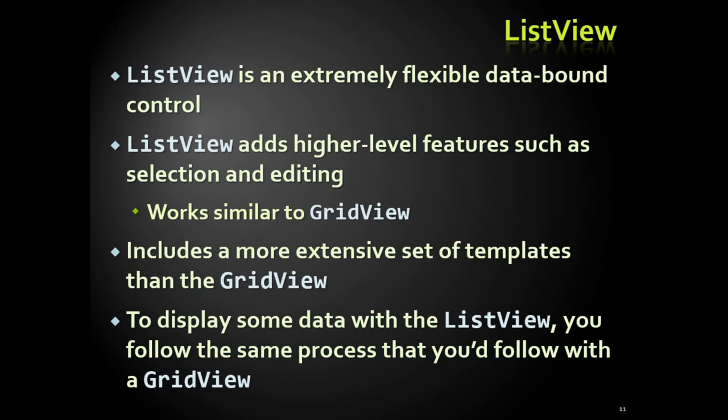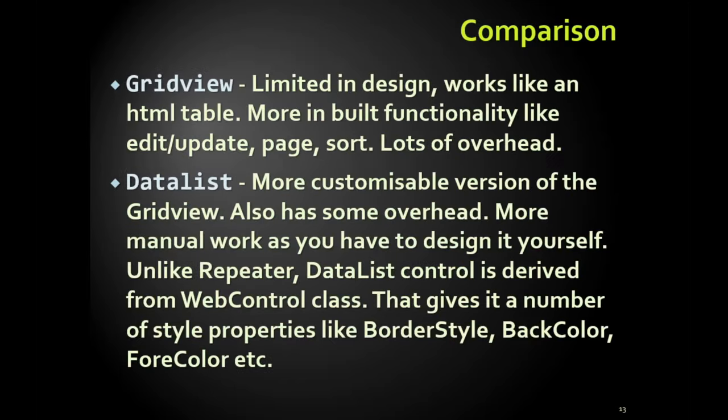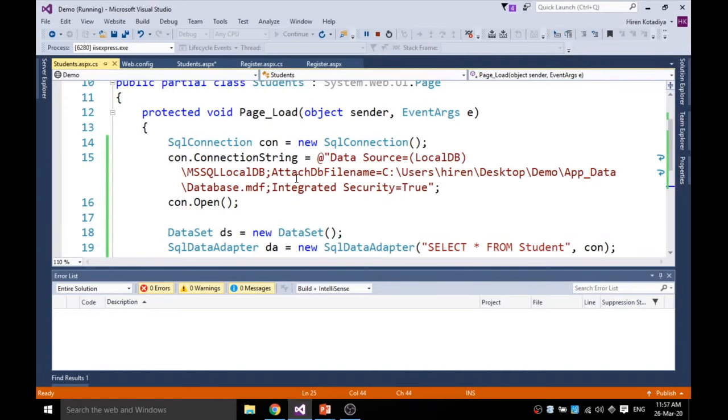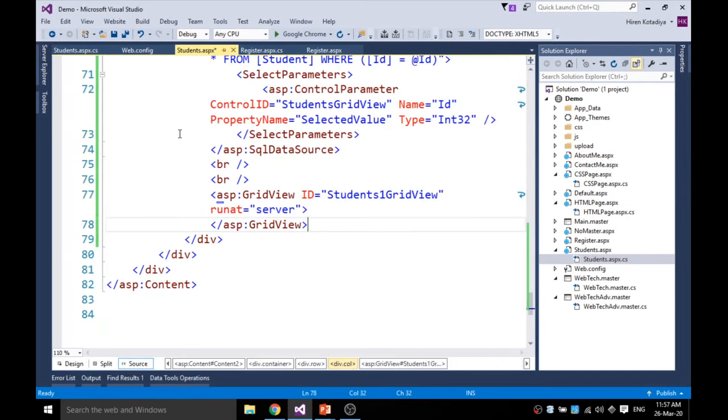We will compare everything. So in list view we have different templates, like how the individual item will be displayed, right? How the edit item template will be there. So these templates are available in the list view. We will discuss the comparison, but let's first implement these other two controls. So let's go to the Visual Studio. Now first of all, let's discuss the list view.